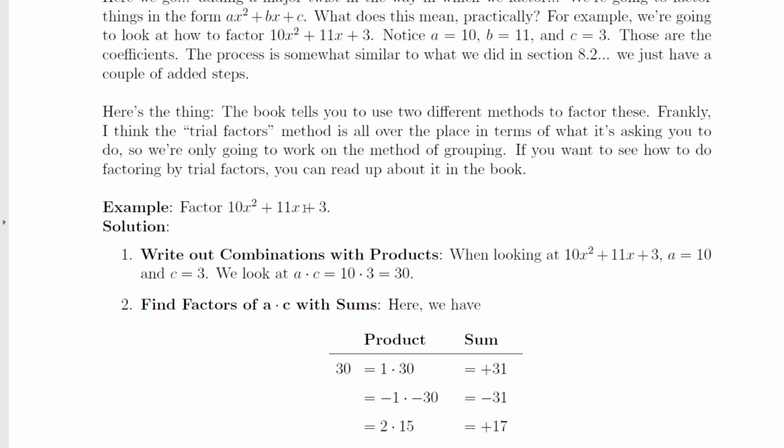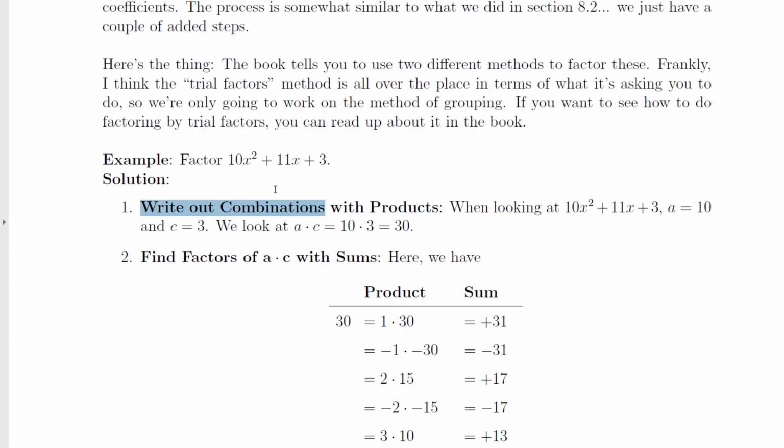All right, so let's go ahead and take a look at that example that we have. 10x squared plus 11x plus 3. So here's what we're going to do. We're going to write out all the combinations with products. So the first thing that we need to look at when we're multiplying these out is what the first coefficient is times the last coefficient, or in this case, this is a constant. So 10 times 3, or a times c. a is equal to 10, c is equal to 3. So when we multiply those two out, we get 10 times 3, which is 30.